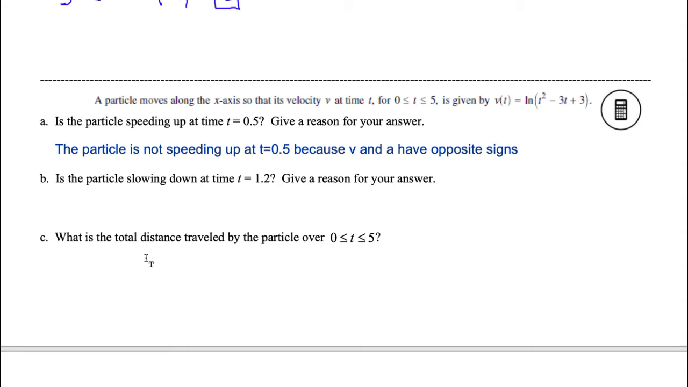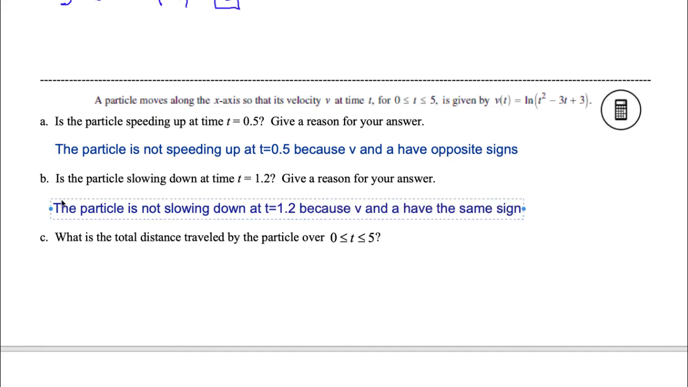If they have the same sign, it should be speeding up, which is not what it says. The particle is speeding up, so it is not slowing down at t equals 1.2 because v and a have the same sign. All right, what is the total distance traveled? This one I'm going to need my pencil, I think. Over 0 to 5 seconds.